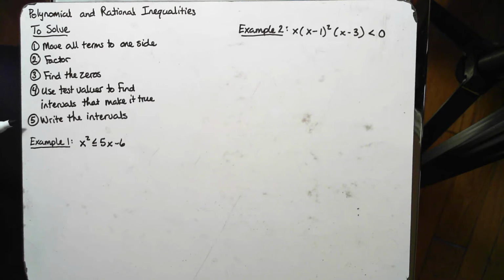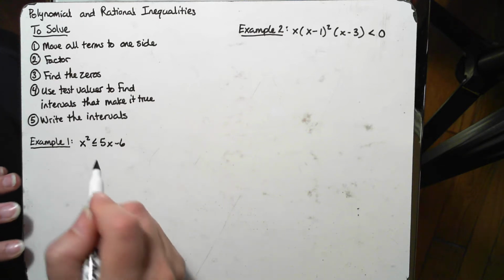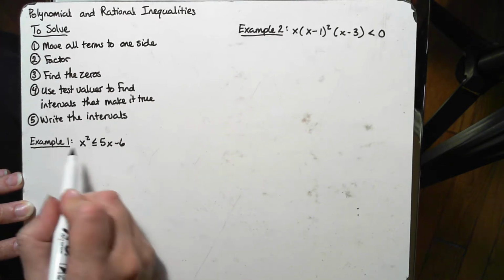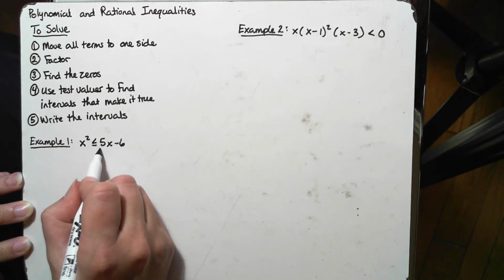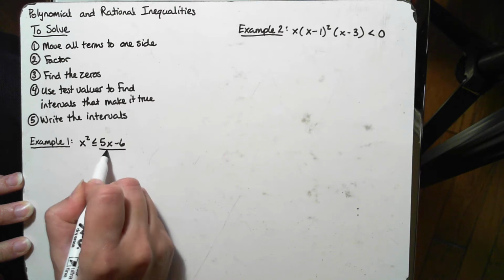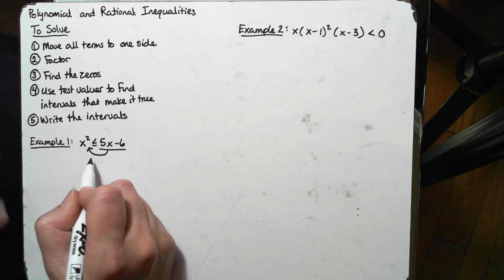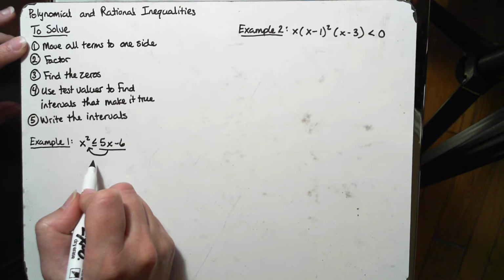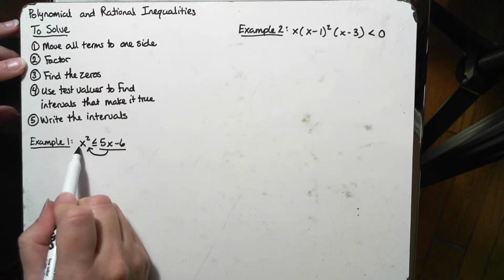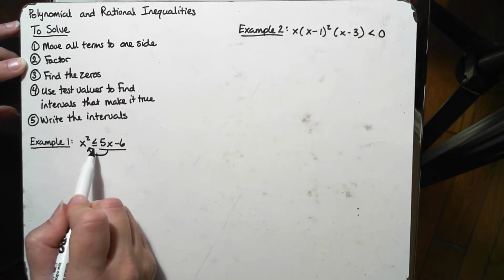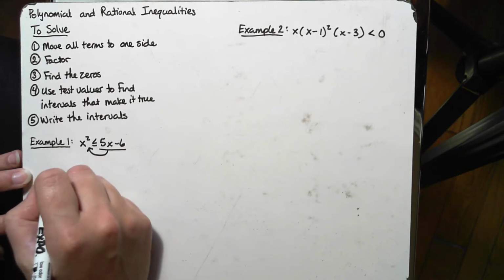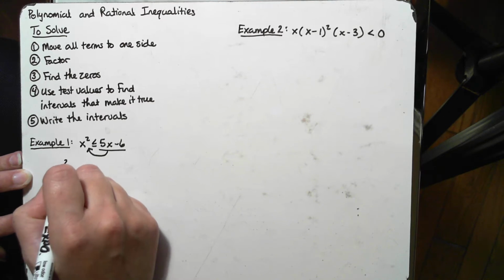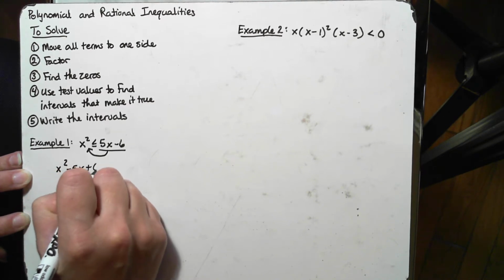So let's do some examples to show you what I mean by those steps, and hopefully they will be more clear afterwards. In example 1, I need to solve this inequality. I'm going to take these terms and move them to the other side. That's step 1: move all terms to one side. The reason I didn't take the x squared to the other side is because it's easier to do step 2 if the x squared is positive. So I'm going to write x squared minus 5x plus 6.